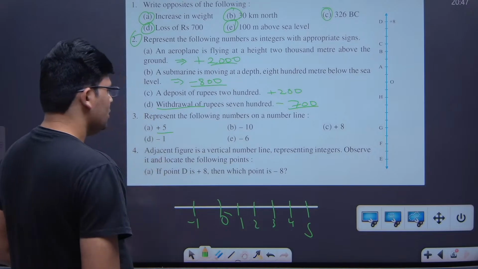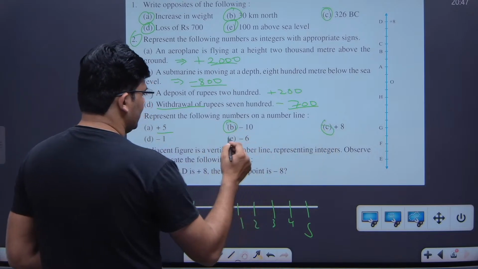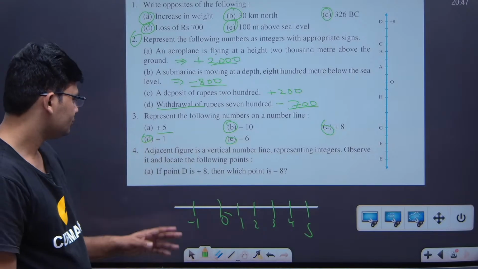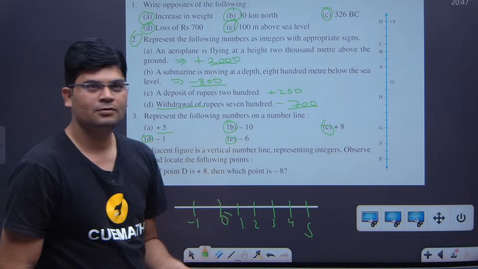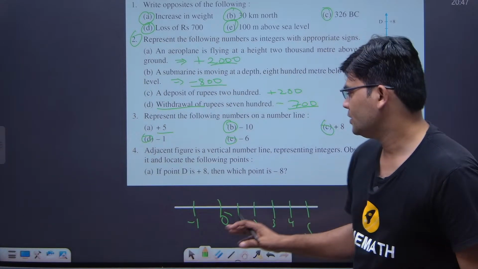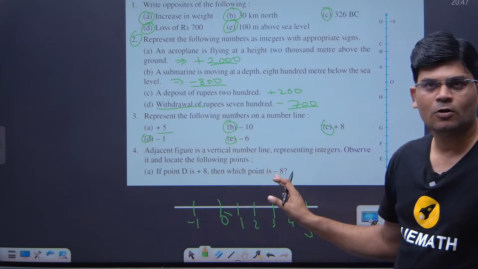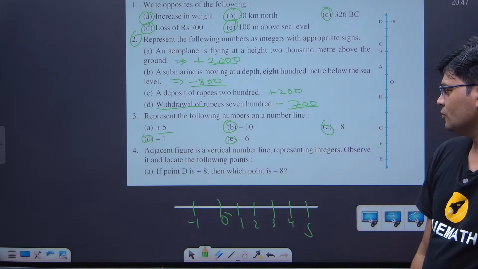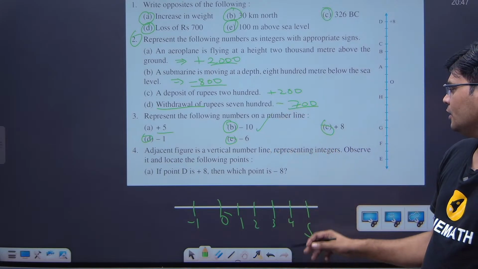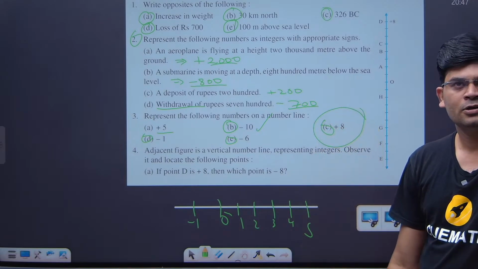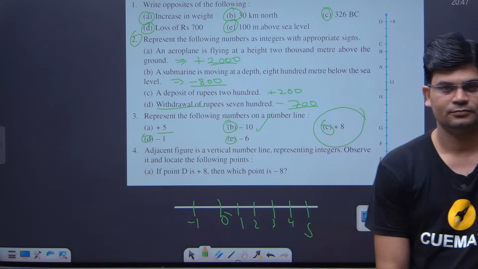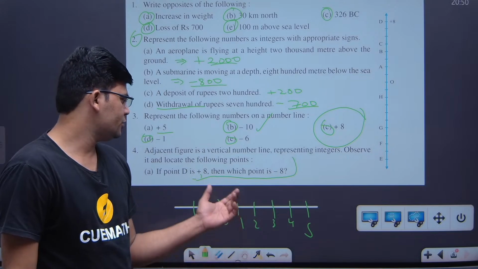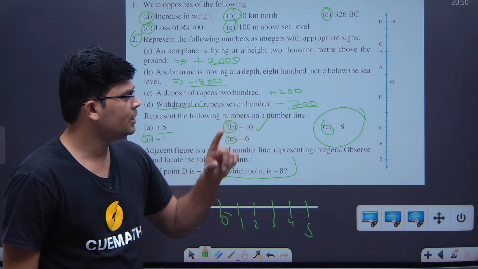Okay. So can you represent negative 10, plus 8, negative 6, negative 1? Yeah, so please represent, be quick. Represent all these numbers in the same single line in your notebook. You have to start from negative 10 and reach up to positive 8. Show me all the numbers. Yes, sir, done.